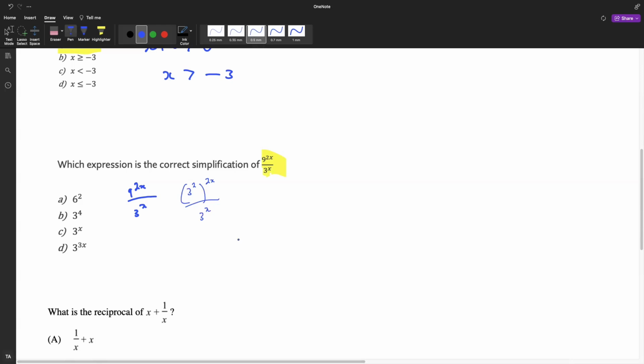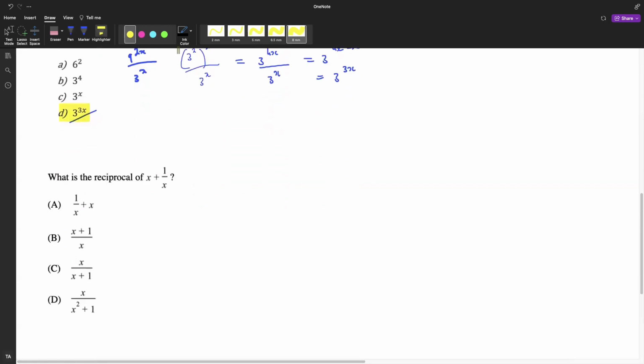And then from there, what we can do is expand this. When we're doing a power to a power, we multiply the powers together, right? So that's just equal to 3 to the power of 4x over 3 to the power of x. And now we're dividing indices with the same base. So when we're dividing, that's just equal to 3 to the power of 4x minus x, which is equal to 3 to the power of 3x. So our answer becomes option D here. Okay? Simple, speedrunning it.